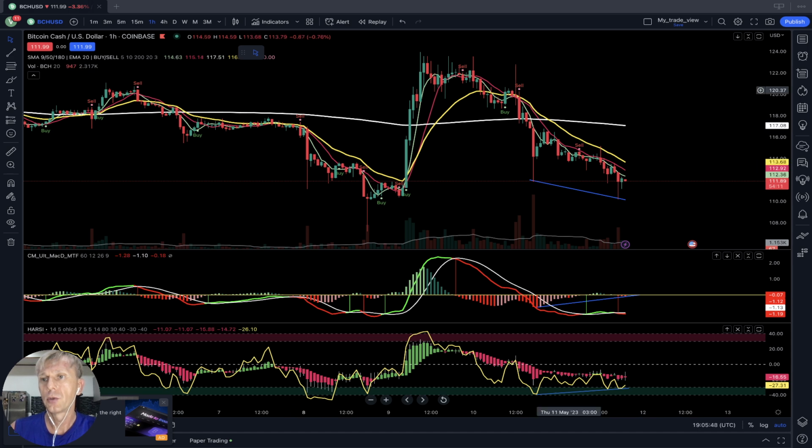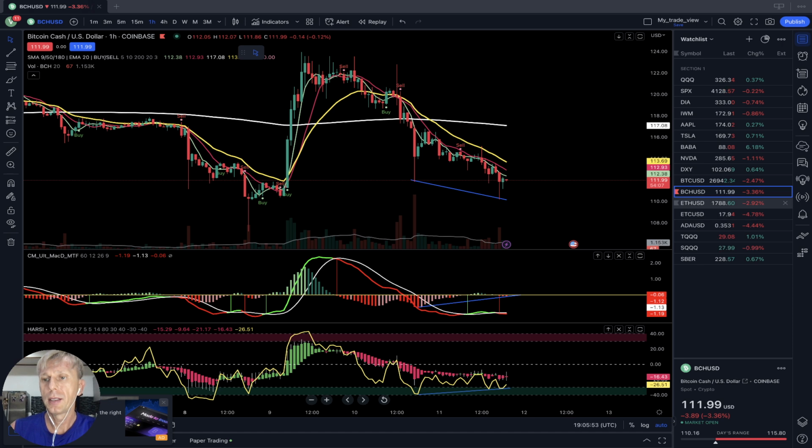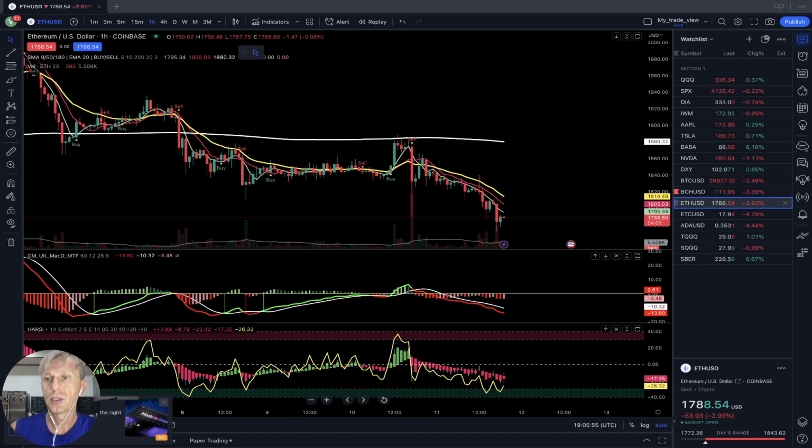Let's move back to Ethereum. Ethereum minus 3%. Bitcoin was minus 2.5%. Bitcoin Cash was minus 3.5%. Ethereum minus 3% now. Let's move to Ethereum.